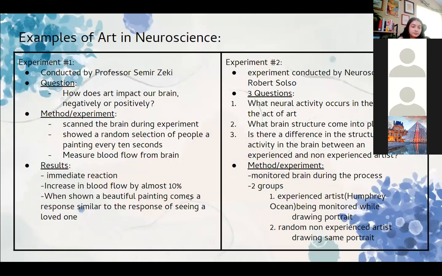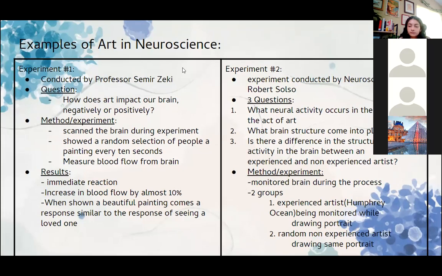Okay, so some examples of art in neuroscience are these two studies that I found. Experiment one was conducted by Professor Semir Zeki, and he was basically just trying to find how art impacts our brain, whether negatively or positively. And that goes back to what Ria was talking about, how it really affects our brain.